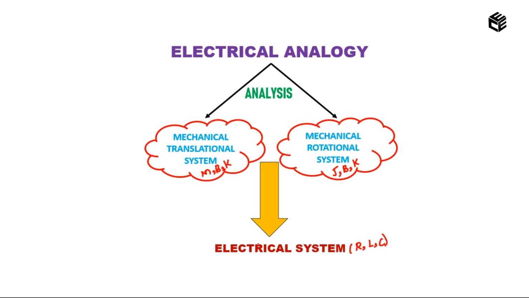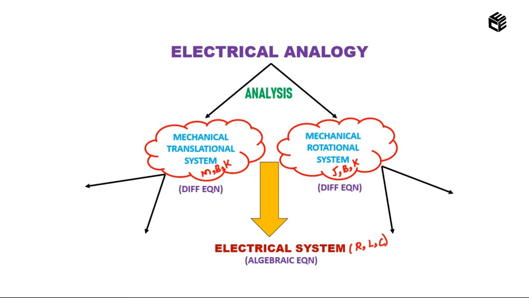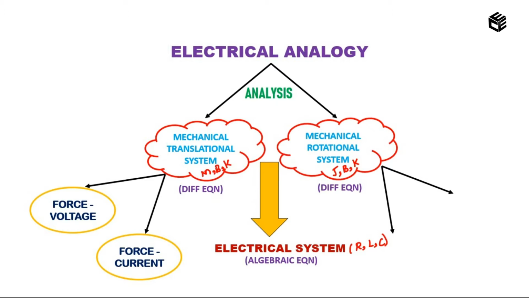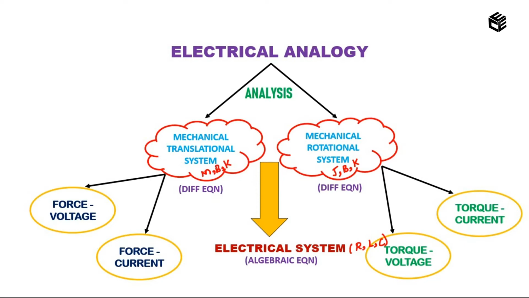Which means we are going to replace mass or moment of inertia, dashpot and spring in terms of resistor, inductor and capacitor for analysis purpose. As we know, the output of mechanical systems is a differential equation, whereas the output of electrical system is an algebraic equation. For converting the translational system to an electrical system, we follow two procedures, that is force voltage and force current. Similarly, for rotational system, we have two procedures, that is torque voltage and torque current. Let's see all these in detail.